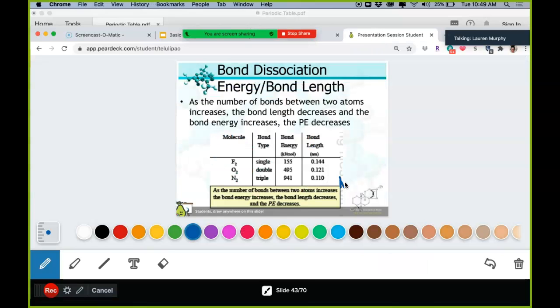So like N2, and then O2 further apart, and then F2, again, I'm just trying to do relative, okay? Easy to break, hard to break. And then this is kind of like middle of the road.